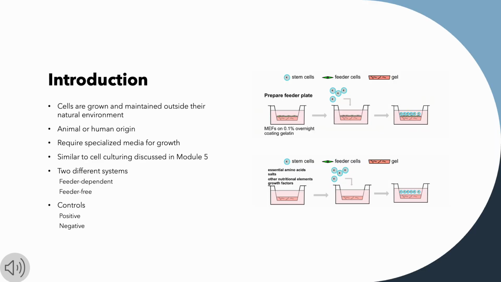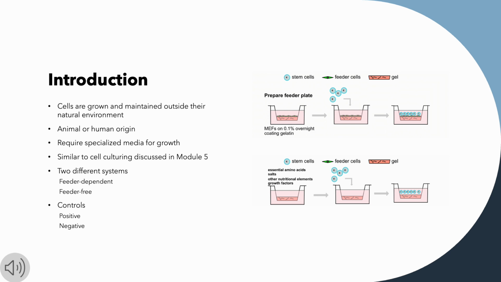Stem cell cultures, also known as stem cell lines, are cells that are grown and maintained outside of where they naturally grow. These cells can originate from humans or animals and require specialized media for optimal growth. Stem cell culture ties into the cell culturing that we have previously discussed in Module 5.